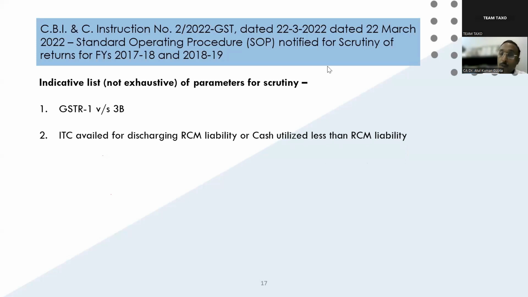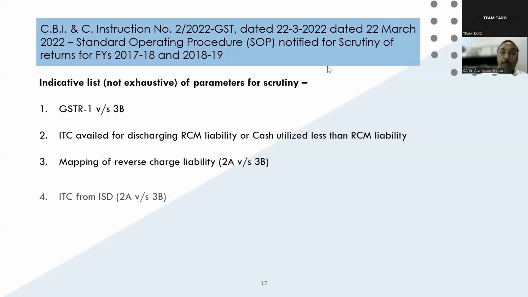Number two, normally what is happening is that the SSCs are not aware that the RCM liability cannot be paid through the electronic credit ledger. That has to be paid in cash. But normally they are committing this kind of mistake. So that should be taken care of. Then, my dear friend, the mapping of the reverse charge liability in the 2A versus 3B, that is again relevant to this RCM aspect only.